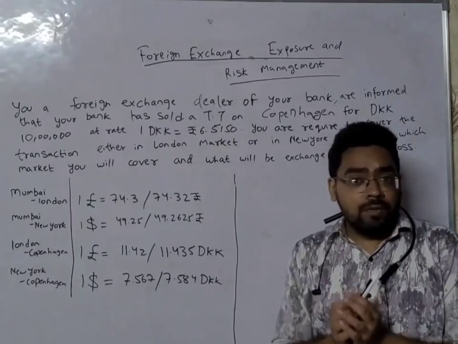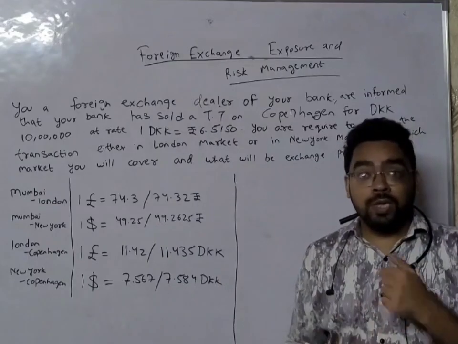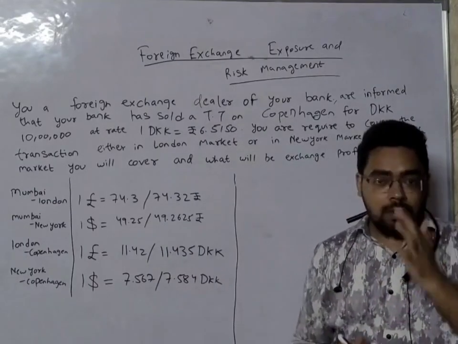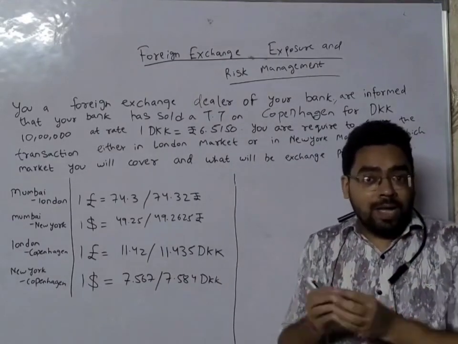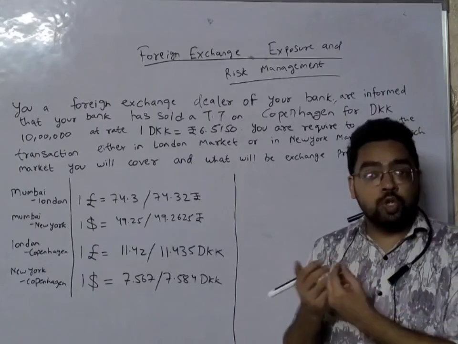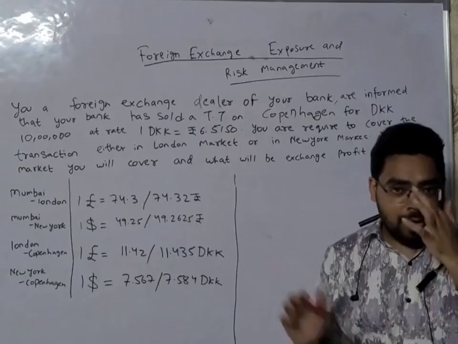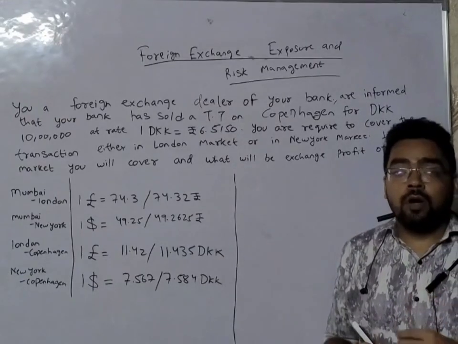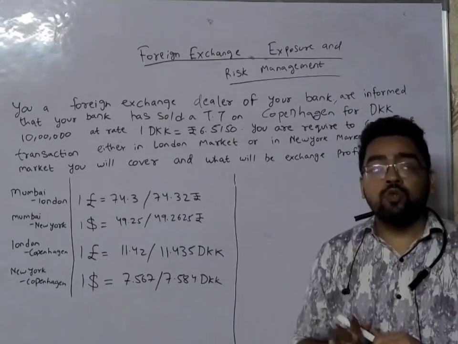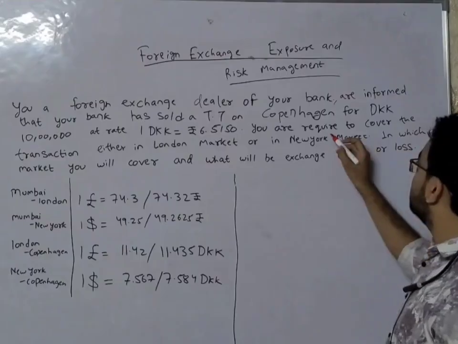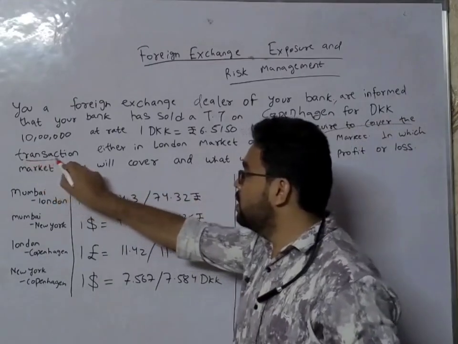Okay, what are we given in the question? We are given that we are an authorized dealer. Now what has been done by our bank? Our bank has sold DKK at the rate given. Now what are we supposed to do? We are supposed to cover the transaction.